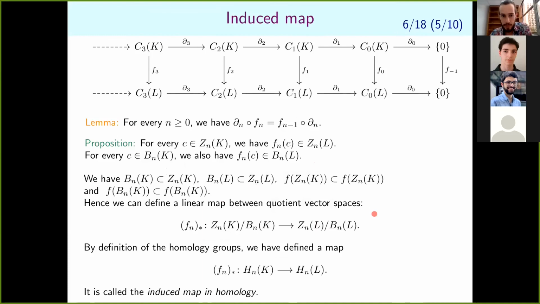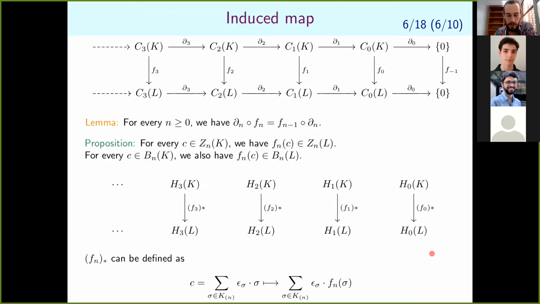So we obtain something like that. Really, this map Fn star is what you think it is. If you have a chain in the homology group, a cycle like that can be written as a sum of simplices. Its image by F star is simply the linear combination of the images of the simplices. What I did is just writing it formally before.